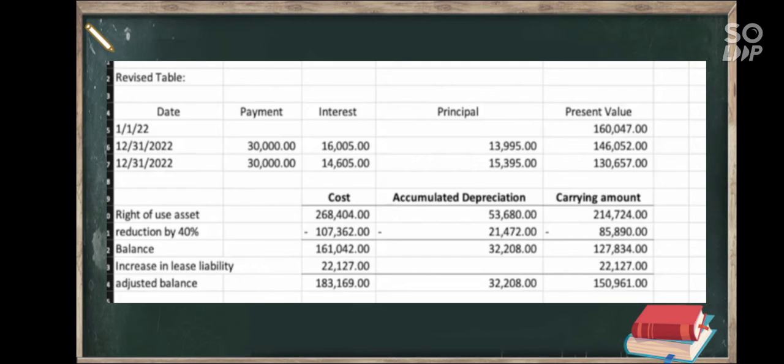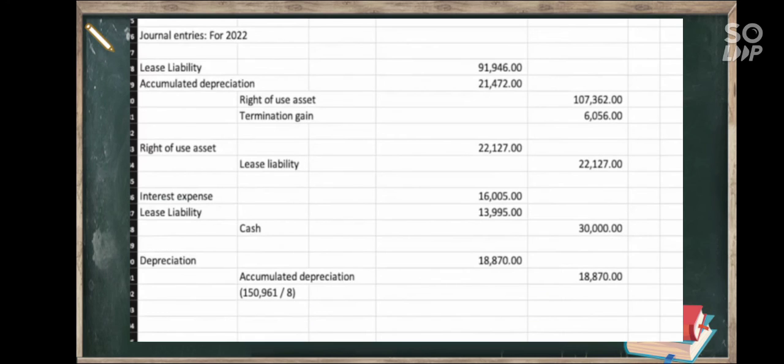So we will update the adjusted balance of the underlying assets. So we have a reduction of 40%, and then increase in lease liability. So the adjusted balance is 183,169. The accumulated depreciation is 32,208, and the carrying amount is 150,961.